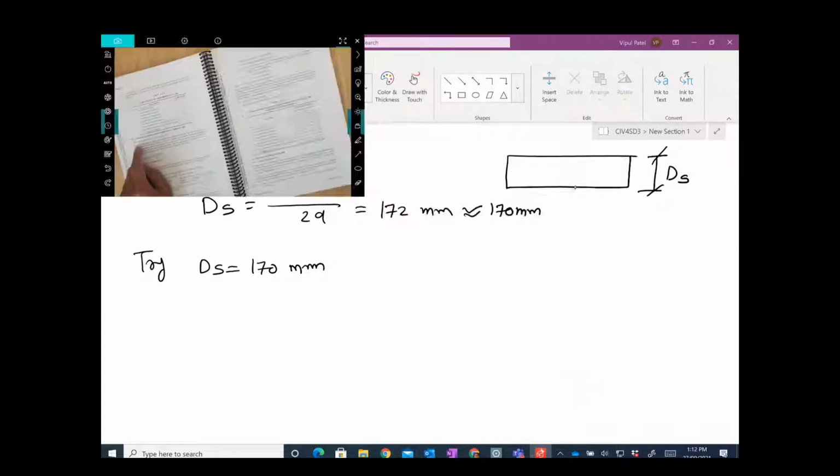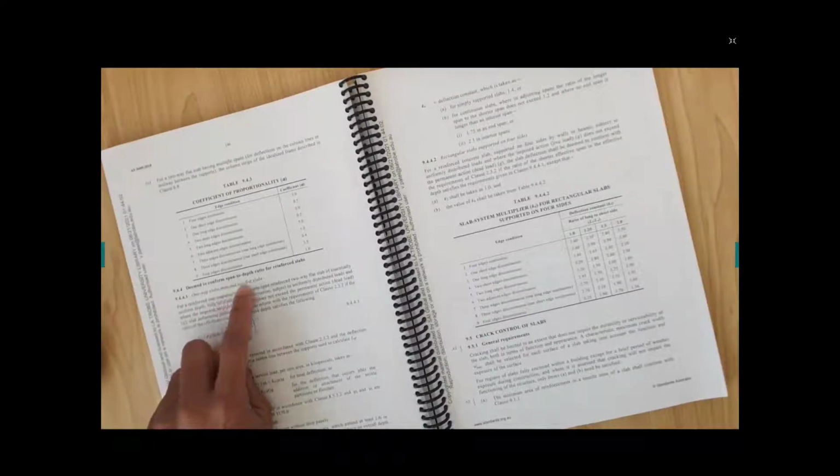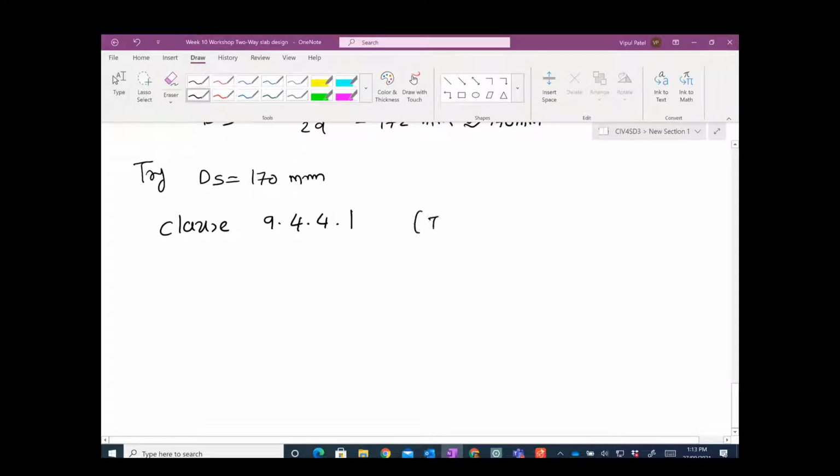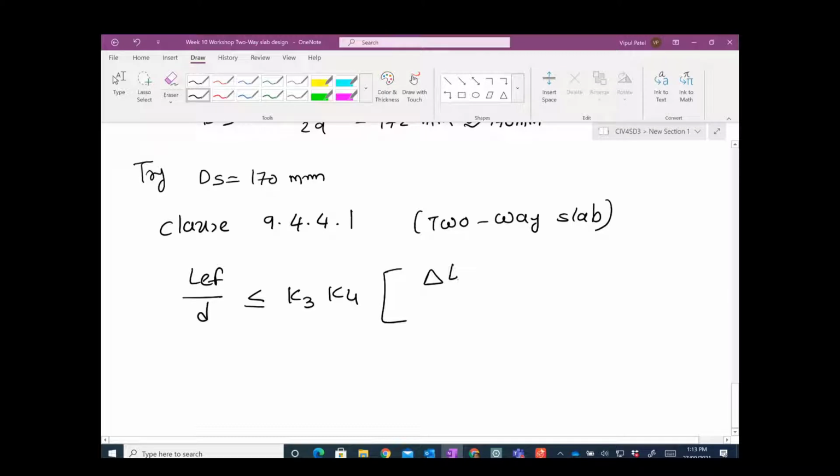And by the way, they have written here that you have one-way slabs and two-way slabs deemed to comply ratio. So let me write that one. Clause 9.4.4.1, and that is for two-way slab, and that is to do with Lef over d less than or equal to k3 k4 delta Lef divided by bracket 1000 Ec on Fdef over 1/3.